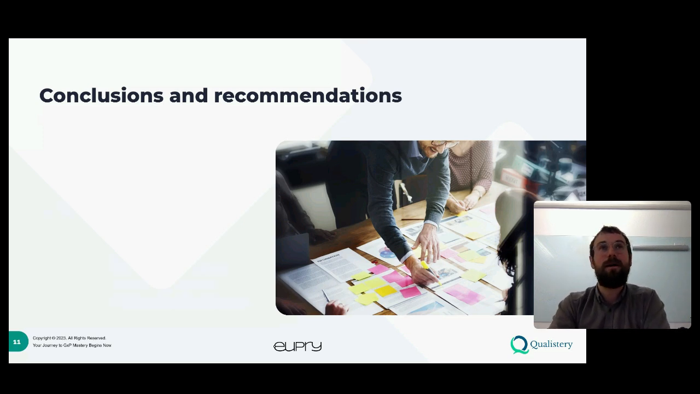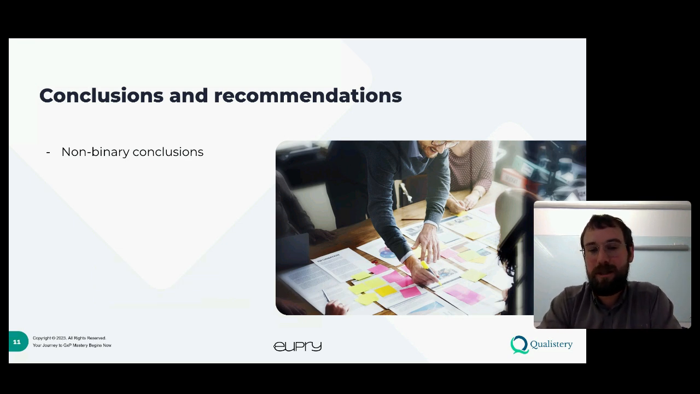But as to the contents, first of all, I think it's very important to focus on non-binary conclusions. So what is a binary conclusion? First of all, stating that it's accepted or not accepted, or compliant or non-compliant, especially when we're talking temperature mappings, which are a very living thing. Only stating that it's either in compliance or non-compliance, I don't think it cuts it. So rather than that, I think it's important to state which parts of the facility are within limits, which parts of the facility are at higher risk of not being within limits.